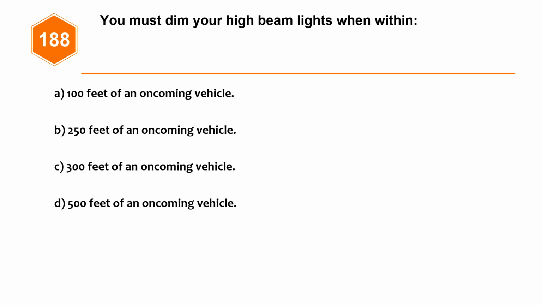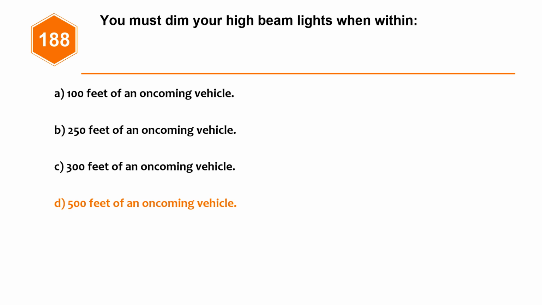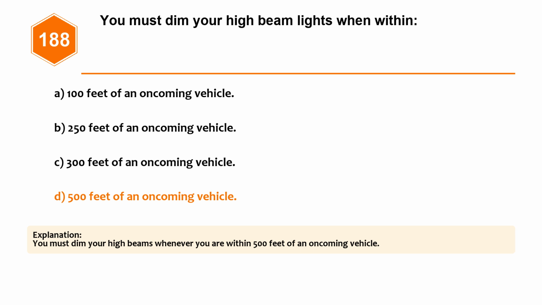Question 188. You must dim your high beam lights when within Option A. 100 feet of an oncoming vehicle. Option B. 250 feet of an oncoming vehicle. Option C. 300 feet of an oncoming vehicle. Option D. 500 feet of an oncoming vehicle. The correct answer is option D. 500 feet of an oncoming vehicle. Explanation. You must dim your high beams whenever you are within 500 feet of an oncoming vehicle.